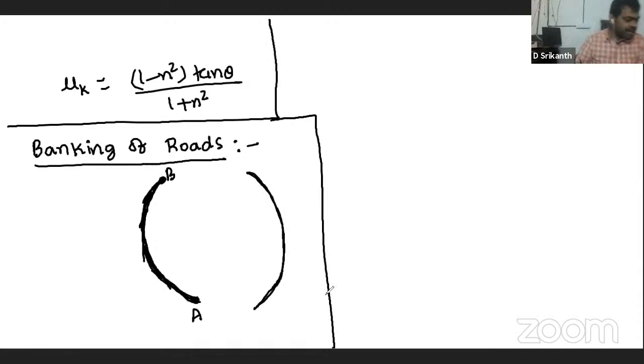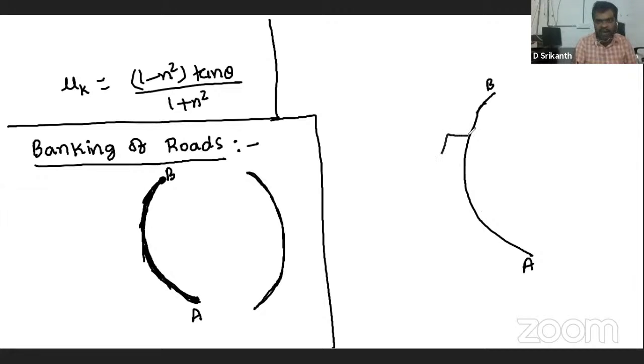Let us consider A is the bottom of the curve path and B is the top of the curve path. Suppose I am having a curve path like this, A and then B. At a particular instant of time, we are having the object of mass m.